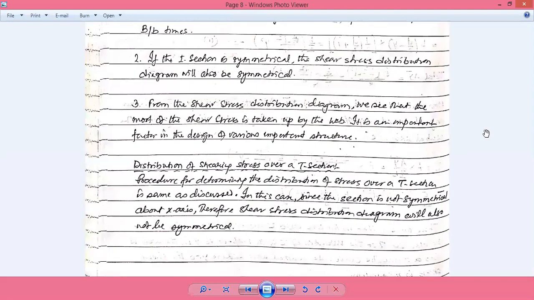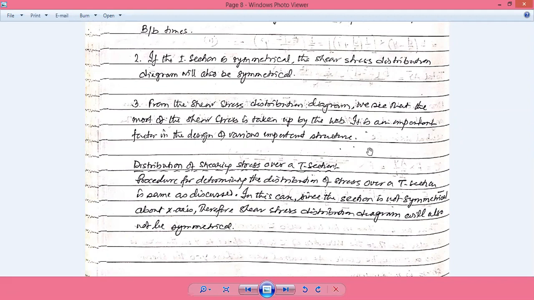Now, if the I section is symmetrical like this, shear stress distribution will also be symmetrical. But if it is not symmetrical, shear stress distribution may not be symmetrical itself. From the shear stress distribution diagram, we see that most of the shear stress is taken up by the web. It is an important factor in the design, because we see the maximum shear stress is created on the web itself, not on the flange. So we have to take that into consideration and give proper importance to it.